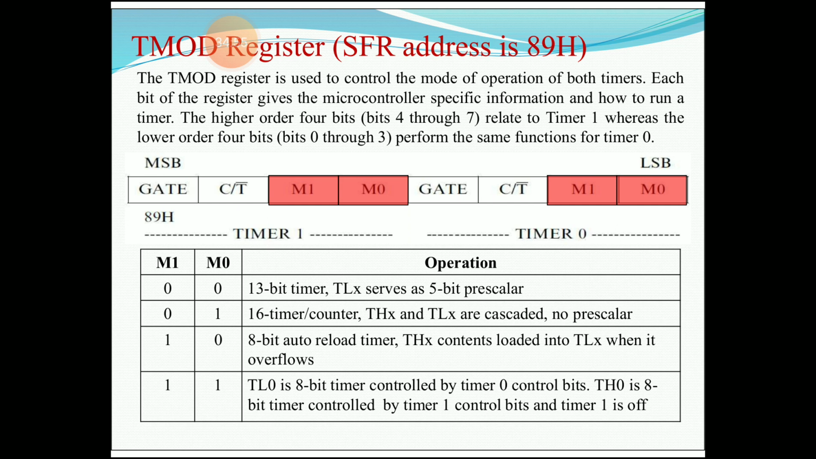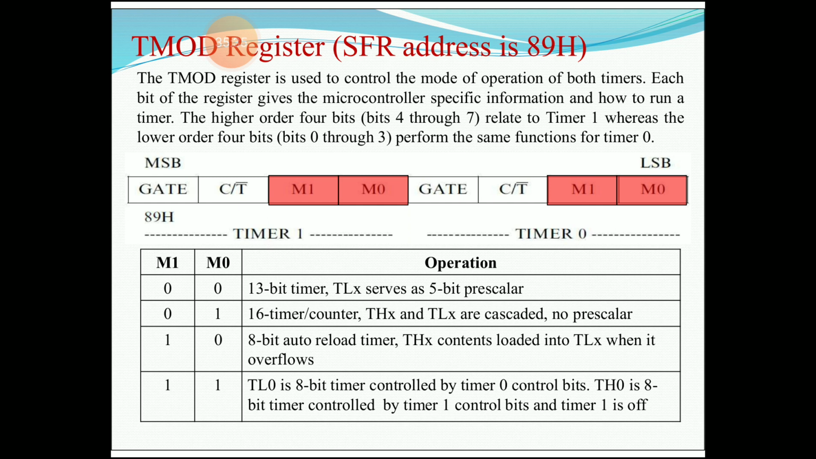When these two bits are 0, 1, it belongs to mode 1 operation. In mode 1, the timers are used as a 16-bit timer or counter, that is THX and TLX are cascaded to get 16-bit operation and no prescaler. When M1 and M0 are 1, 0, mode 2 operation is selected. In mode 2 operation, both timer 0 and timer 1 are operated as 8-bit auto reload timers. In this mode, THX contents are loaded into the TLX when it overflows.